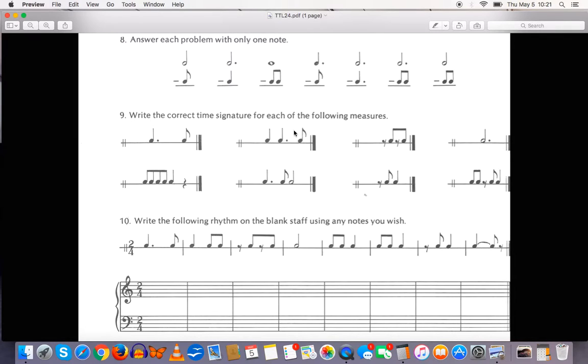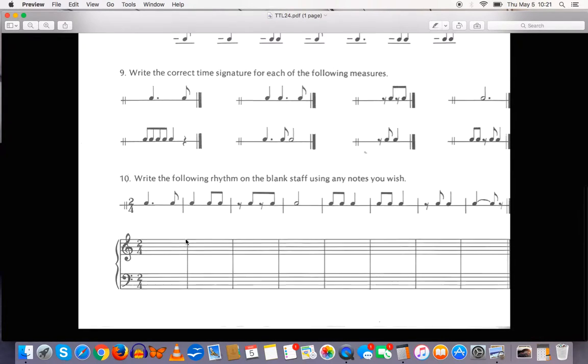Number 9, write the correct time signature for each of the following measures. So each of these measures is correct except the time signature is missing. What you need to do is count the number of beats in each measure and write the time signature. So if it has 2 beats, it's going to be 2/4. If it has 3 beats, it's going to be 3/4. If it has 4 beats, it's going to be 4/4. Okay? All right, moving on.